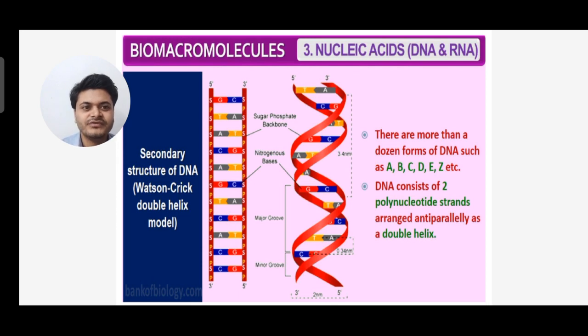This is the B form of DNA, and you can see the diameter of the DNA, which is a helical structure. You can see this is 2 nanometer. One strand is 5' to 3' end, another strand is 3' to 5' end, that is, antiparallel in nature. DNA consists of two polynucleotide strands arranged antiparallelly as a double helix. You can see in one round, in one curve, it's 3.4 nanometer. You can see the major groove, the minor groove, the nitrogen bases, the sugar phosphate backbone.